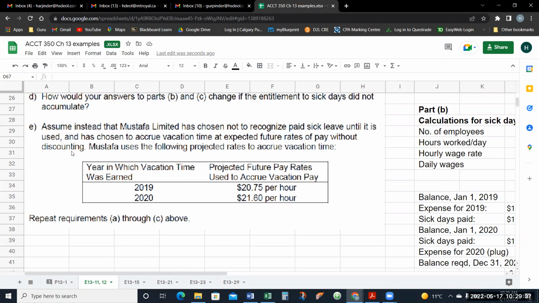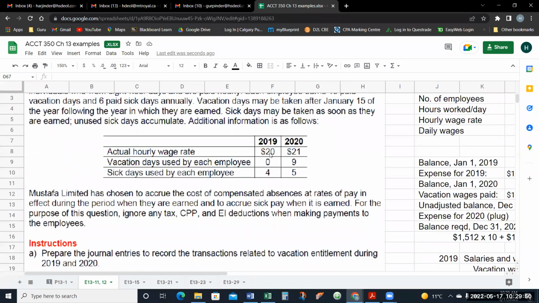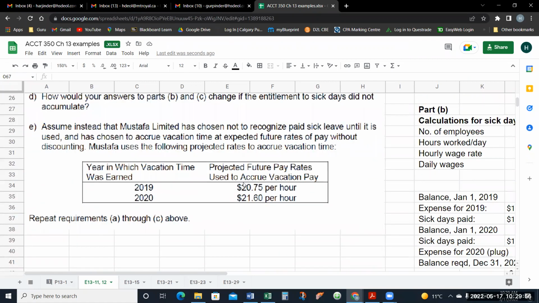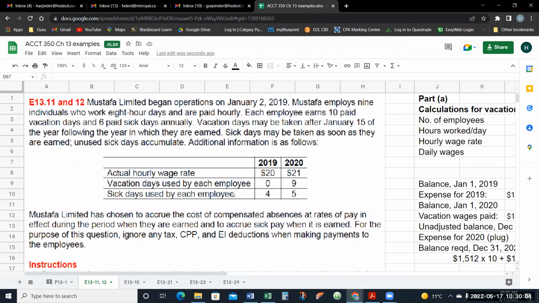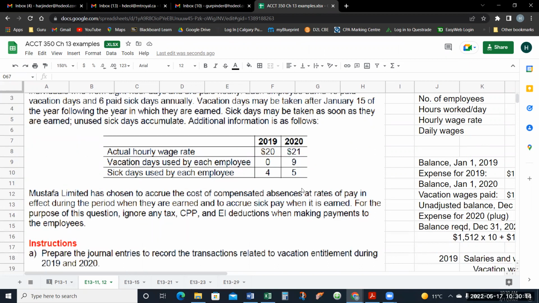And that's just like, how do we calculate a PV on top? And Mustafa uses the following projected rates to accrue vacation time. So for the year 2019, instead of using the wage rate in 2019, which was $20, Mustafa will use an expected or projected pay rate of $20.75. Remember that the vacation that is earned in 2019 can only be used in 2020. The vacation that is earned in 2020 can only be used in 2021, and so on. So that's what Mustafa is doing.